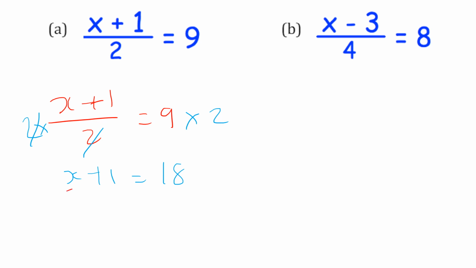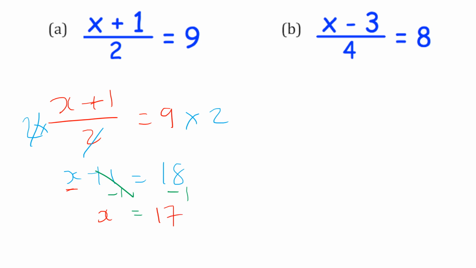And now we can get x by itself. We can get rid of this plus 1. What's the opposite of plus 1? Minus 1. Remember, if we do it to this side, we've got to do it to this side. Cancels out. And 18 minus 1 is 17.